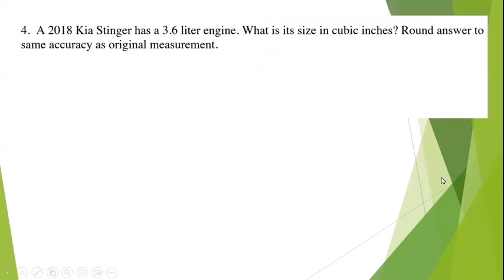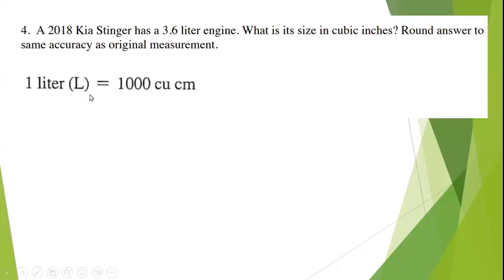All right, next up. A 2018 Kia Stinger has a 3.8 liter engine. We want to figure out the size of that engine in cubic inches. And we're going to round to the same accuracy as the original. So our original has two significant digits, so our final answer will also have two significant digits. For this one, there is no direct conversion from liters into cubic inches. So we're actually going to have to go through cubic centimeters in order to figure out cubic inches. So this is going to be a two-step problem.